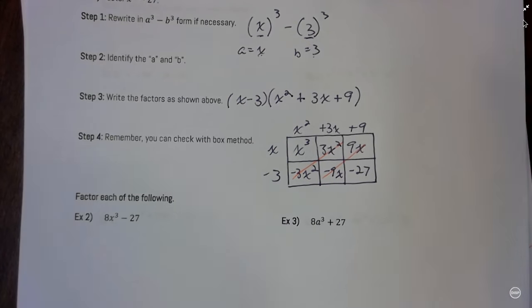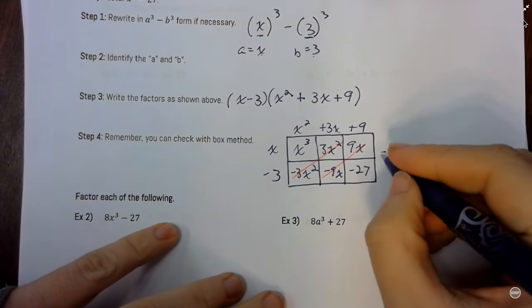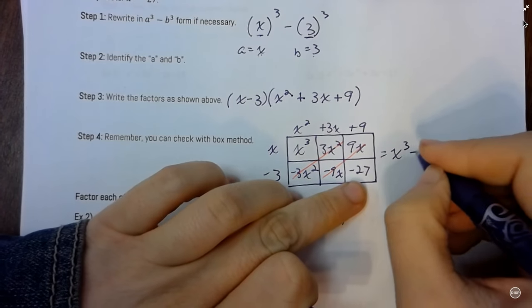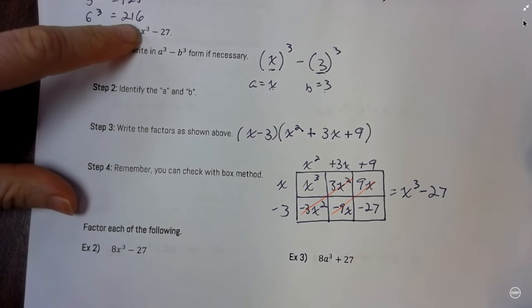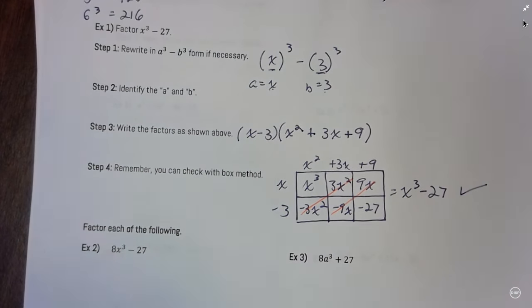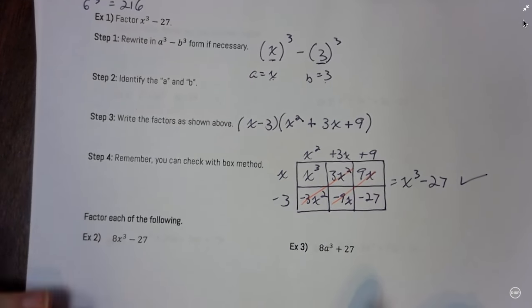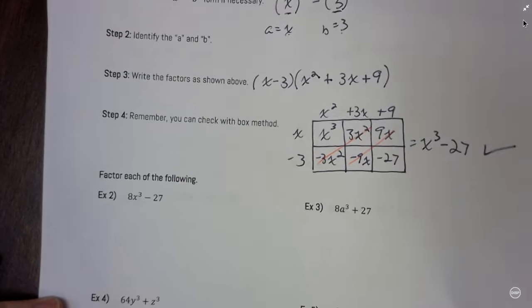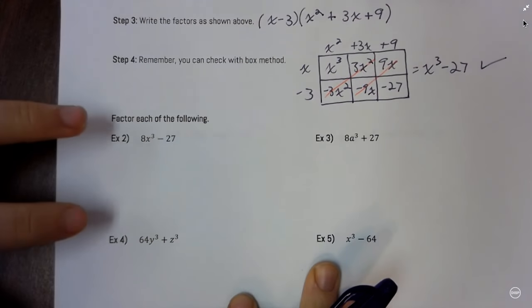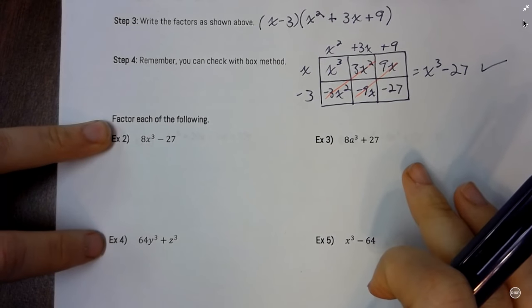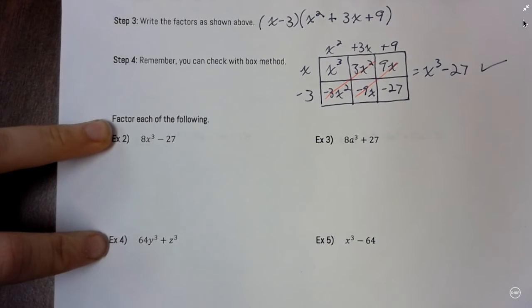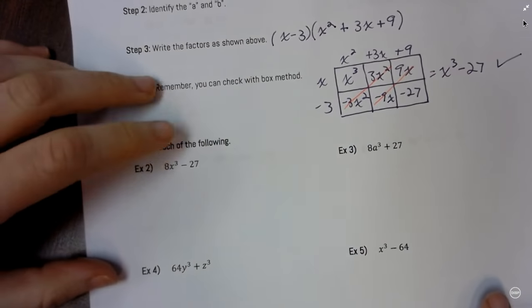So all that leaves us with is x to the third power minus 27, which is what we were factoring in the first place. So that means, yay, our factors worked. We got it. So I'm going to have us do together 2 and 4, and then you're going to try 3 and 5 again. So let's try.